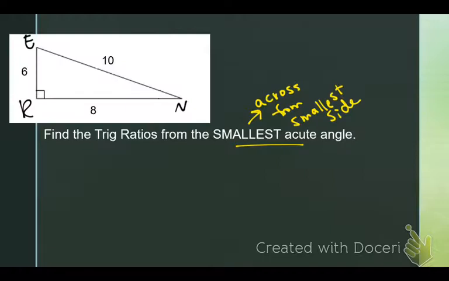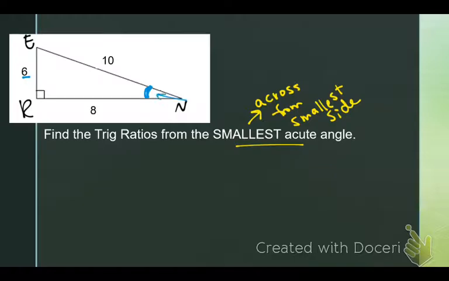So, we're going to go back to this. What is the smallest side? Still 6. 6 is the smallest side. So, what angle is across from 6? N. So, N is the smallest acute angle. So, this is where we're going to label from.